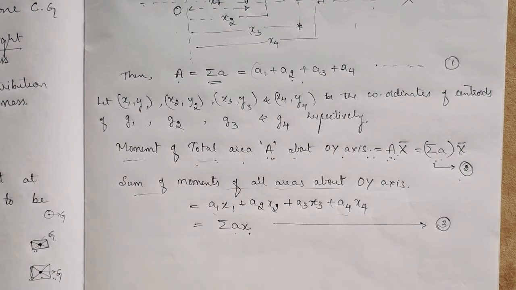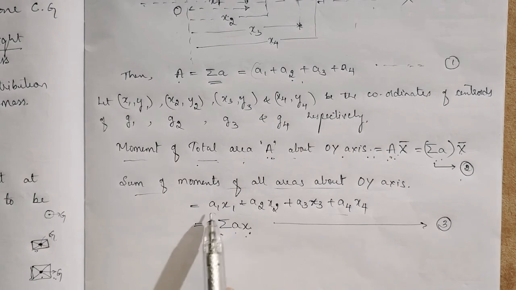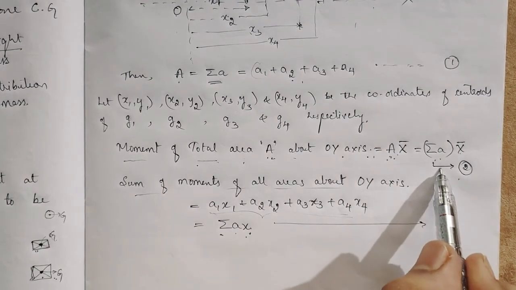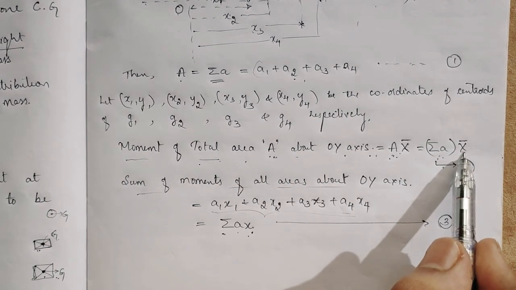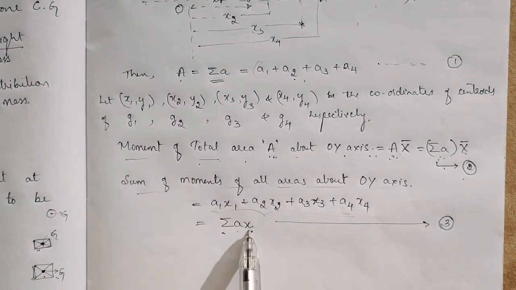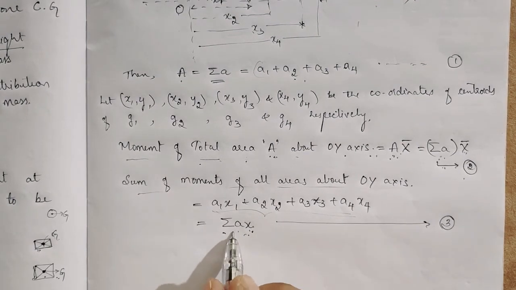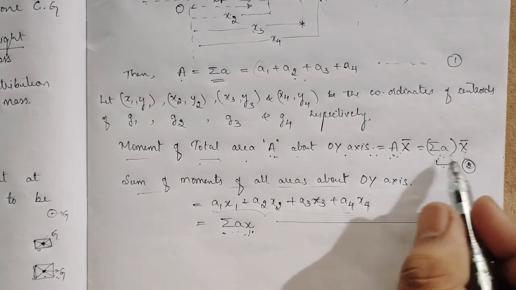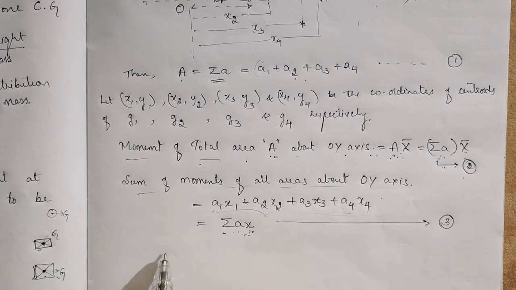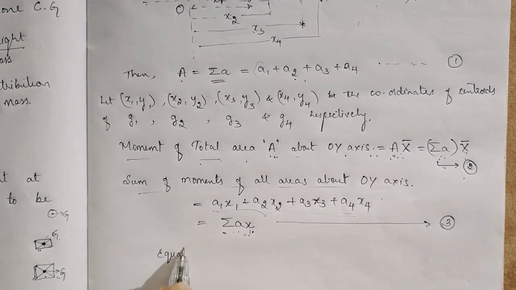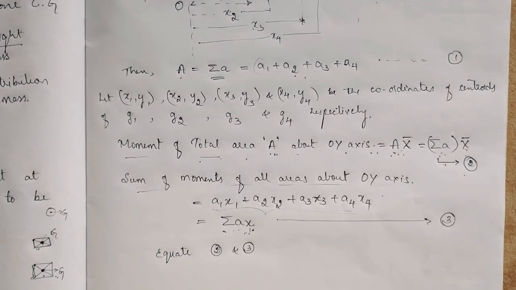Now summation of area into x is nothing but this only. Summation of area into x, that is, all the areas into x, both are the same: area into distance. But one is taken for the big area, and the other for the smaller areas. So what I will do is equate equation 2 and equation number 3.